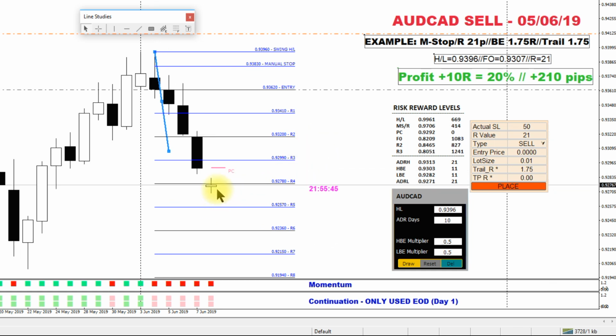So now we've gone through 3.75, so our stop is at R2. We've gone through 4.75, so our stop is now at R3. Our stop is now at R4.